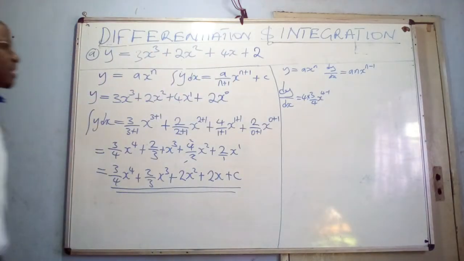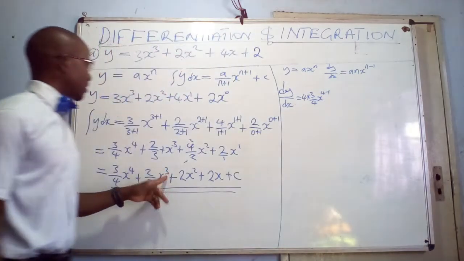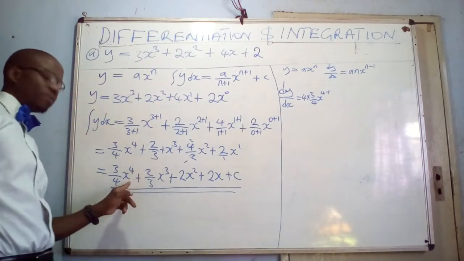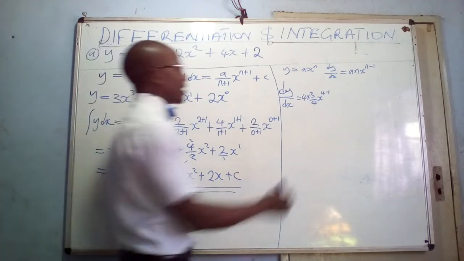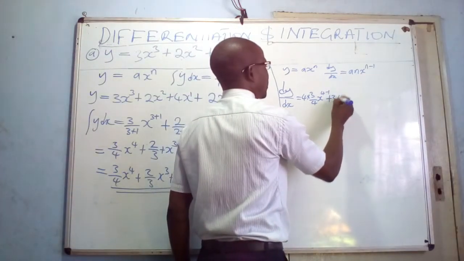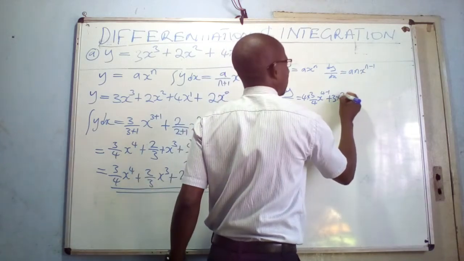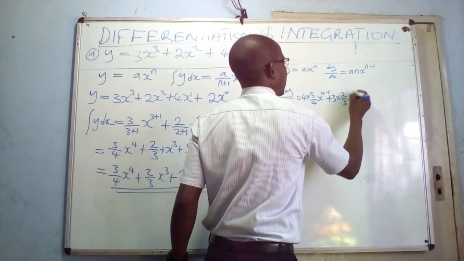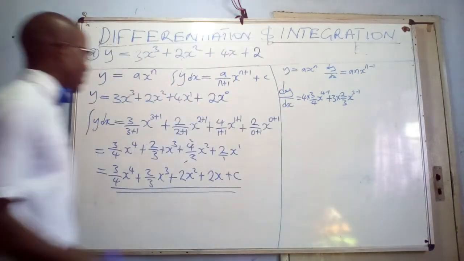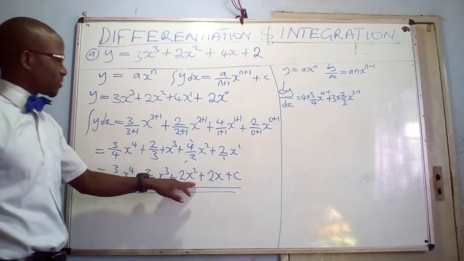For the second term, the power is 3. So the power must drop to the left and multiply the coefficient of x. So we have plus 3 times 2 over 3 x to the power 3 minus 1. We are subtracting 1 from the power. Then we come to this one.